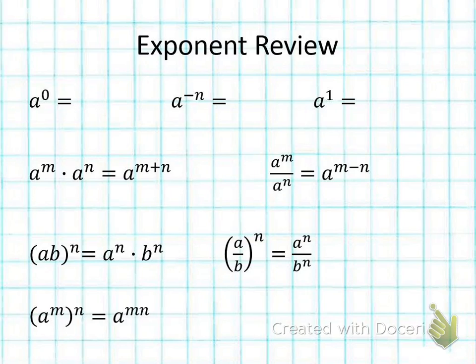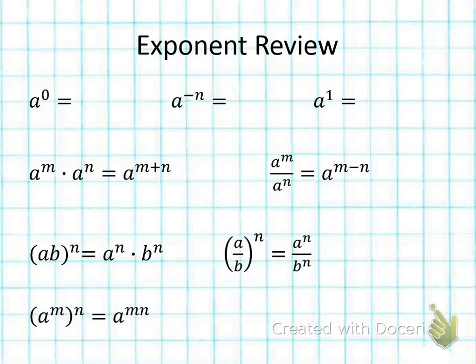Continuing on here, we have a to the m times a to the n is equal to a to the m plus n. So when the bases are the same and you're multiplying, you add the exponents together. When the bases are the same and you're dividing, we subtract the exponents. When we have a times b being multiplied, and it's all being raised to the n, you multiply a to the n times b to the n.